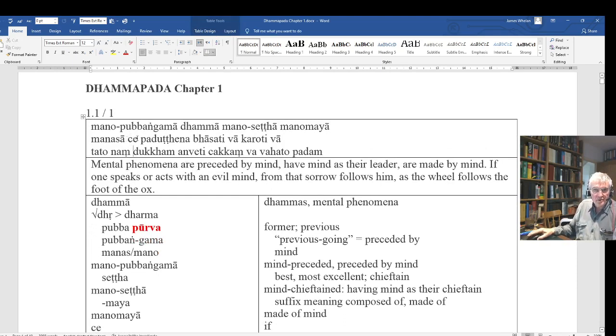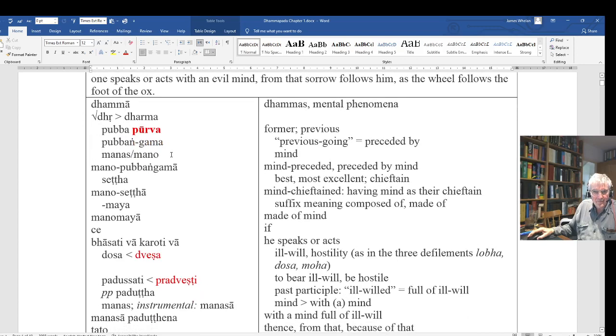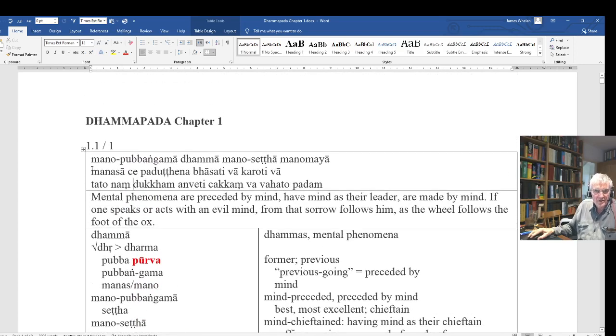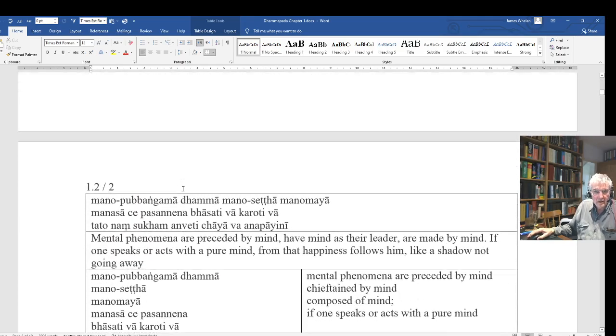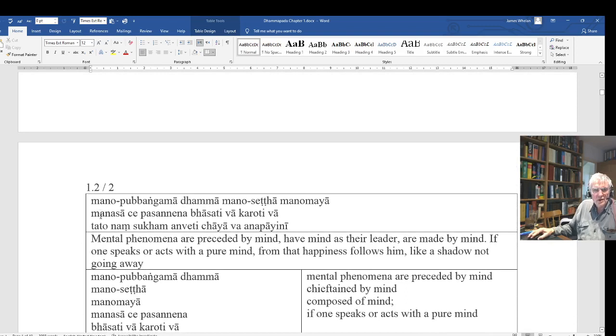You could not have put "che" before manasa, because "che" cannot begin a sentence. It must, or cannot begin a word group. It must be annexed to one of the substantive words. So with a mind, if ill-willed, manasa che paduṭṭhena, and we have it again in line 2, in verse 2, manasa che pasannena. Again the same. You could have said yedi pasannena manasa or sache manasa pasannena.